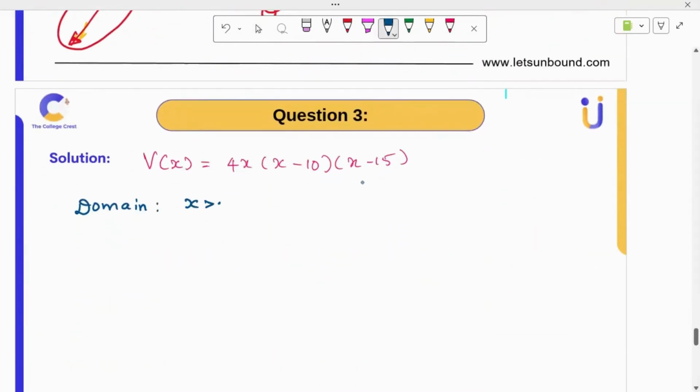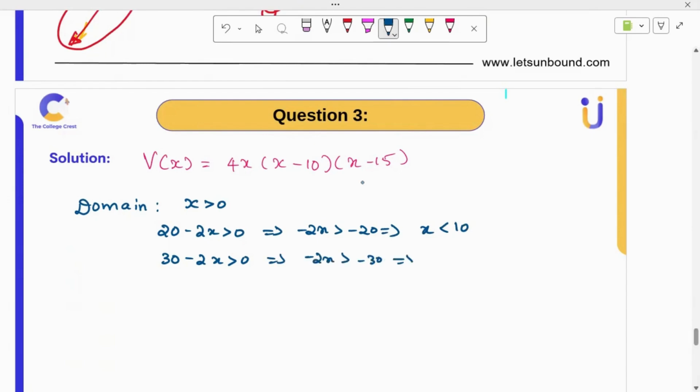So x should be greater than 0. 20 minus 2x should be greater than 0. 30 minus 2x should be greater than 0. When you solve this, minus 2x greater than minus 20, which gives x less than 10. And this says minus 2x greater than minus 30, so x less than 15. Okay, so greater than 0, less than 10, less than 15.